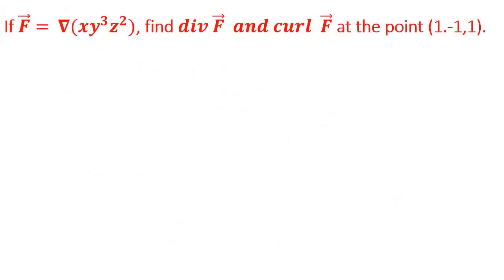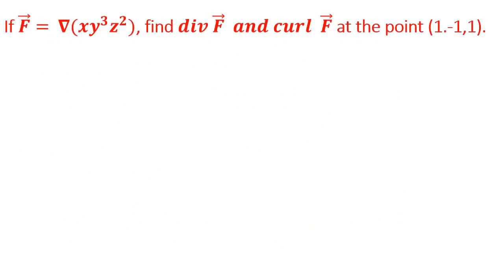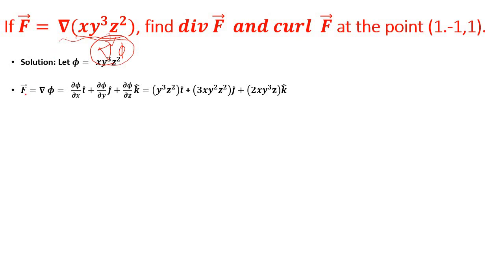Now we'll discuss one more problem on the same. Observe, in the previous problem, the vector f is given directly, but here I am not giving a vector f. You need to find out by using the gradient of a scalar. What is this? This is a scalar phi and del phi. This is gradient of a scalar. Okay. First consider the phi. Phi is nothing but x y cube z square. First find out that this vector f.